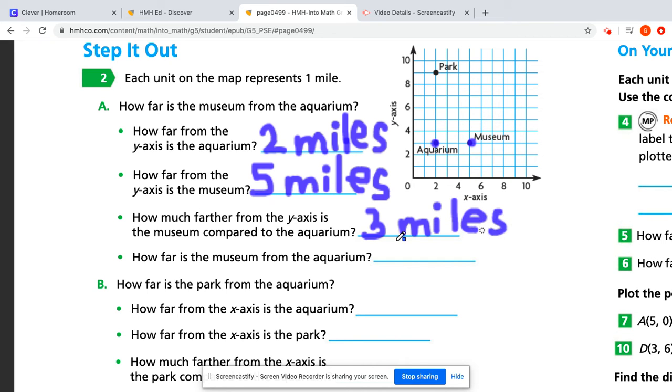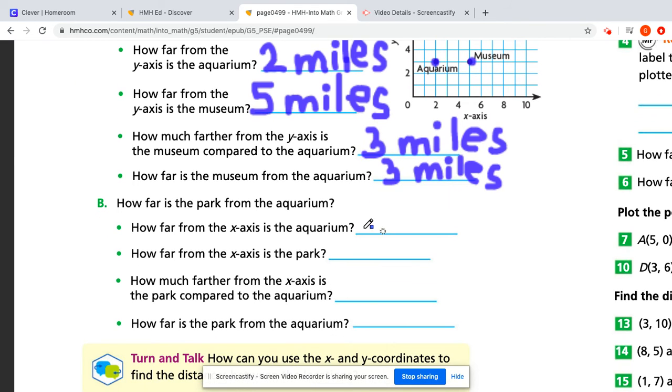Okay, and then how far is the museum from the aquarium then? If these 2 points are 3 miles far from each other, then that means that the museum is 3 miles far from the aquarium. Okay, so that's the same thing, 3 miles. If you noticed, if we looked at our points from the beginning, we were at the museum and we were at the aquarium. If we counted the space between them on the straight line, since they're both on the same line, we would have seen that it is 1, 2, 3 miles away from one another.